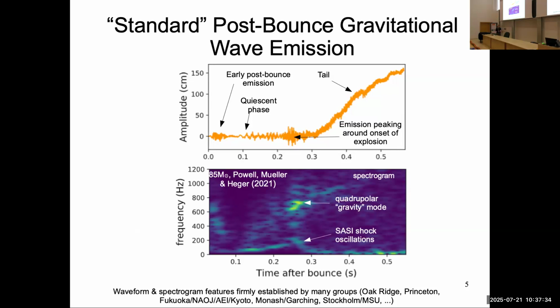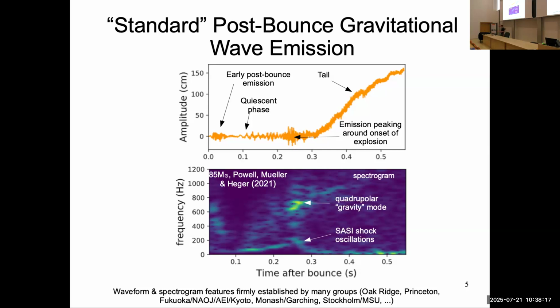So this first phase where something multidimensional happens right after bounce may give rise to a signal component. You see that up here, both in the amplitude plot as well as here in the wavelet spectrogram. Then typically until the heating region truly forms and until either convection or the standing accretion shock instability grows, you may go through a phase for tens of milliseconds, 100 milliseconds, that is a bit more quiet in gravitational waves.